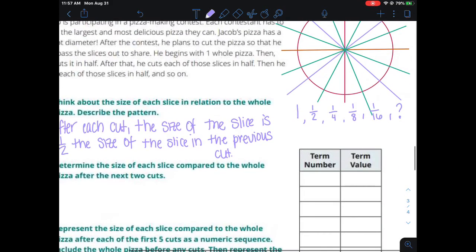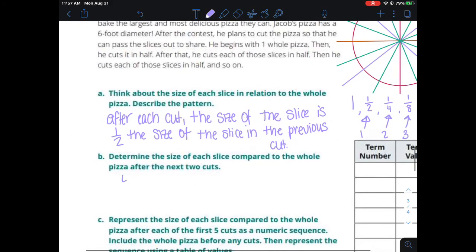Okay, so this one right here, this was our first cut. This one right here was our second cut. This was our third cut. This was our fourth cut. So we've already done the fourth cut. So fourth cut is 1/16 of the pizza.